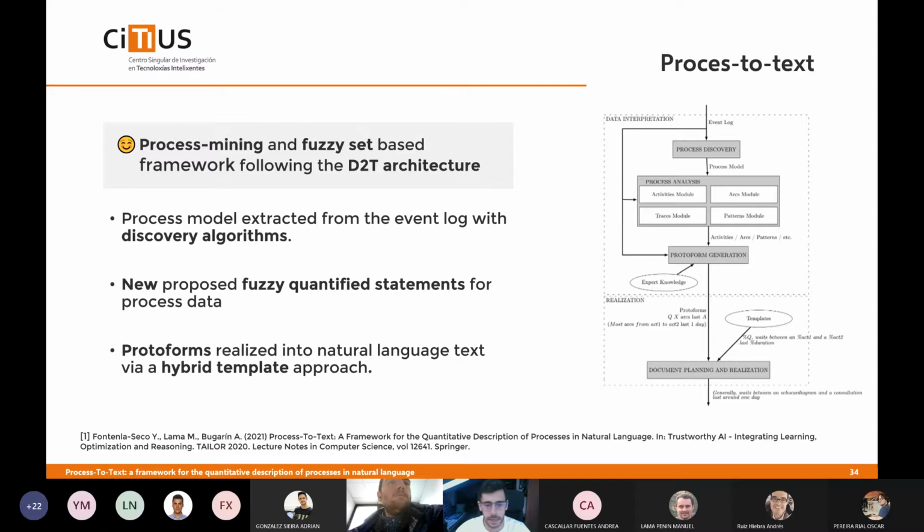So the main idea is that with an event log as an input, its underlying process model is discovered and extended with frequency and temporal information, which then is summarized with the use of linguistic descriptions of data in the framework of a data-to-text system. These descriptions are then finally realized into natural language text following a hybrid template-based approach.